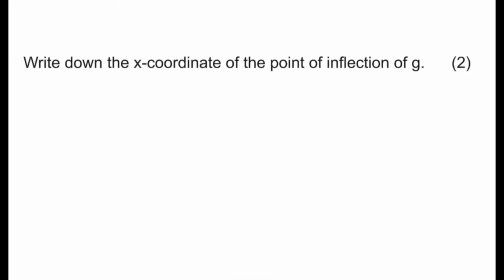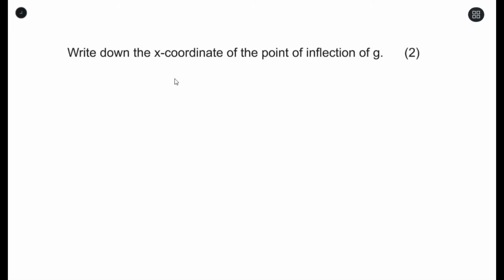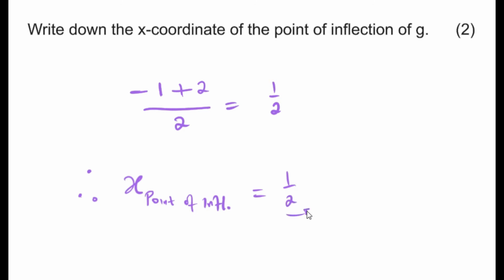This question says write down the x-coordinate of the point of inflection of g. Your point of inflection is the midway point between your two turning points. So what we can write down is, therefore, the x value of our point of inflection will just be 1/2. That's it.